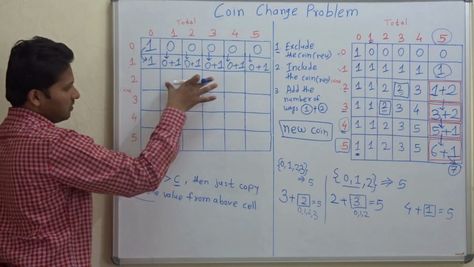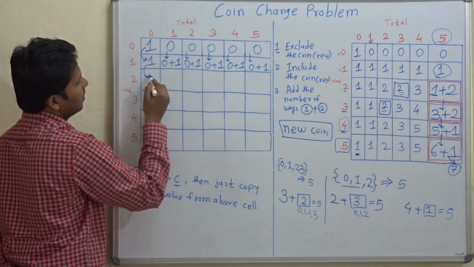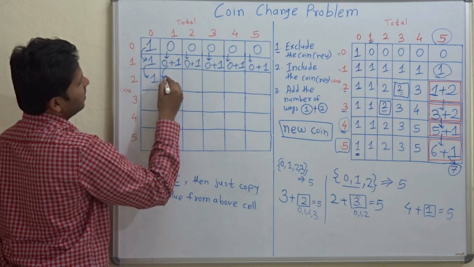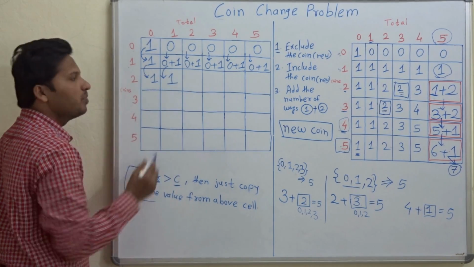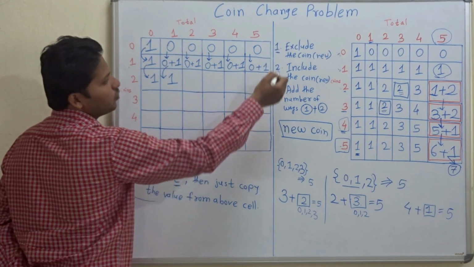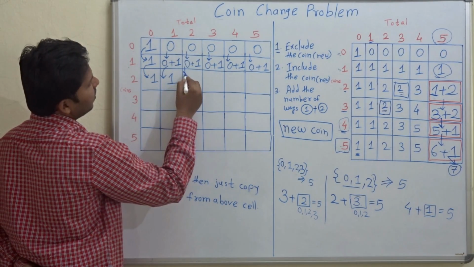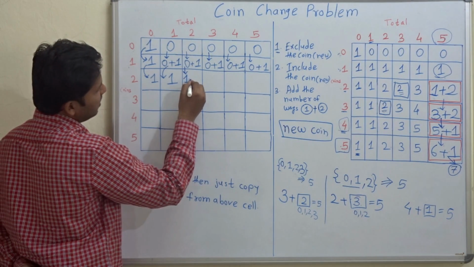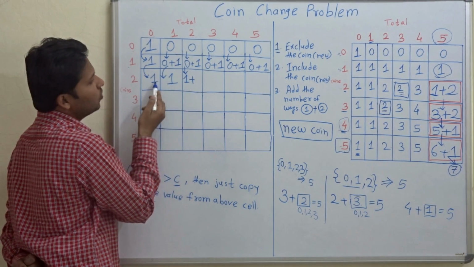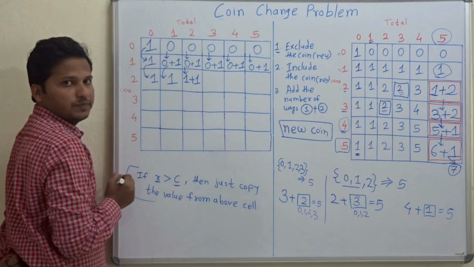Now the important cells are starting. See, 2 is greater than 0, copy 1. 2 is greater than 1, copy this 0 plus 1 is 1, copy the value from above cell. 2 is equal to 2. Now we have to use these rules. So 2 is equal to 2. So for excluding the coin, just copy the value from above cell, plus 2 minus 2 is 0. So in the same row, go to the 0th column and take this value. So I have taken that value.